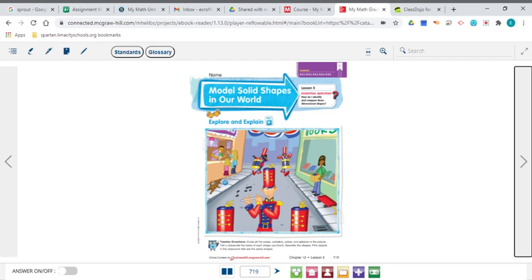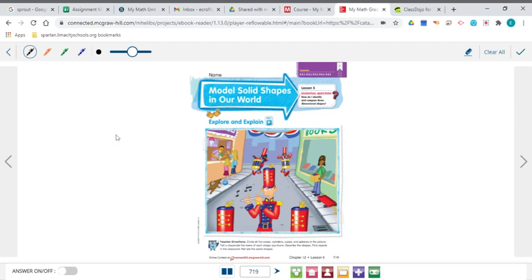So you see page 719 has a picture of a street with a marching band coming down, and we're going to be looking for some of the 3D shapes that we've been talking about, the circle or the sphere, the cone, the cylinder, and the cube.